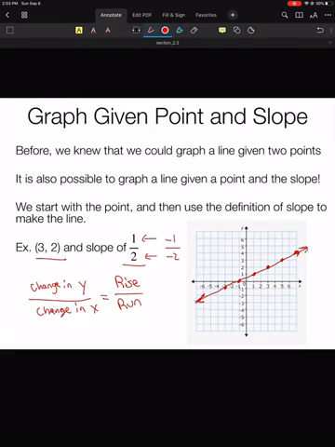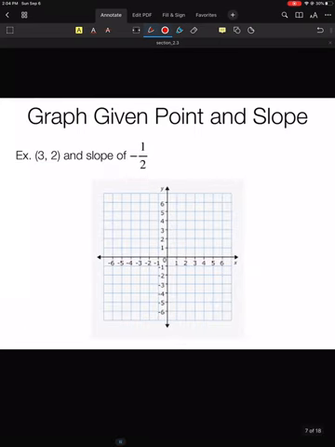Okay, so there is the line, drawn with a point and a slope, using this rise over run approach, which we'll use quite often.